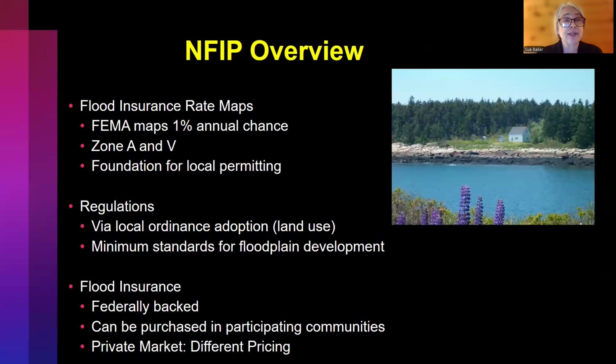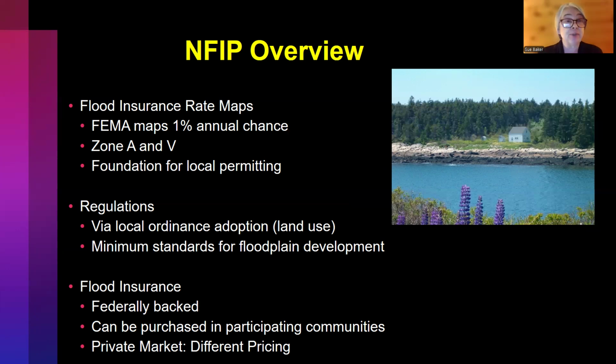So I just want everyone, communities, to understand how the pieces of the program fit together. FEMA generally maps the community with flood insurance rate maps, and those areas are the areas that have a 1% annual chance flood. The zones start with either an A or a V, and we find V zones or velocity zones on the coast. The maps are the foundation for where local floodplain management permitting needs to happen.